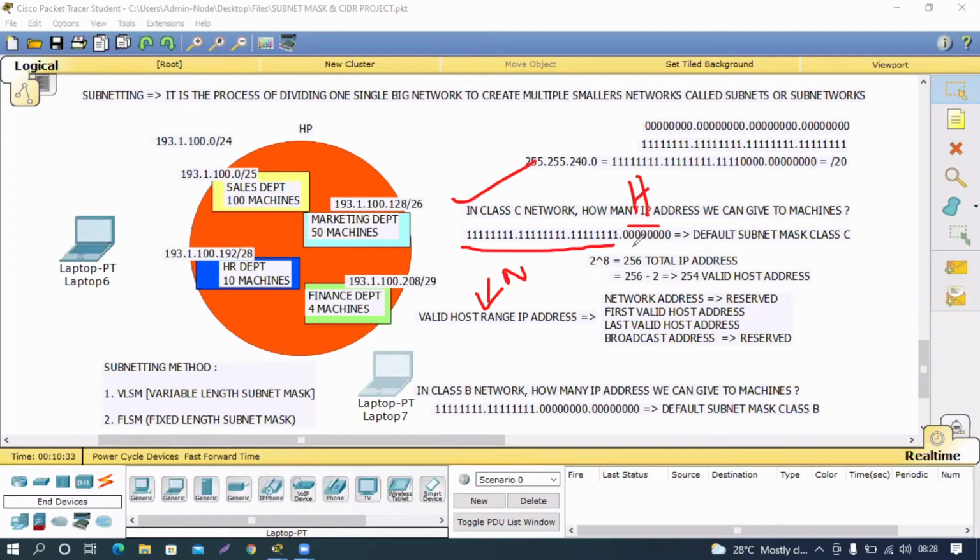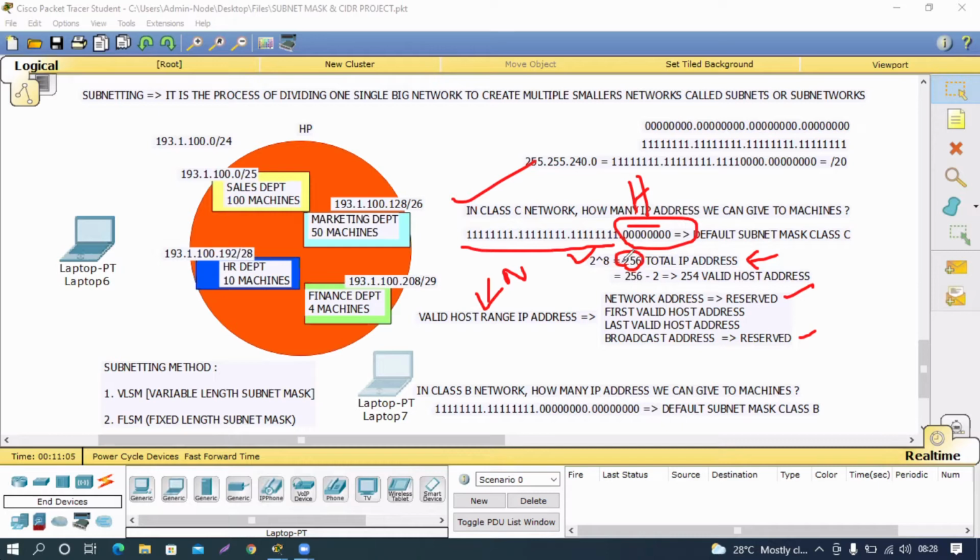We're simply calculating the host part, so we are using powers of 2. We have 8 host bits, so 2 raised to 8 is 256. These are the total number of IP addresses, including the reserved addresses as well, meaning the network address and the broadcast address. We are calculating every single address. In this particular calculation, the network and broadcast addresses are also included in these 256 addresses.